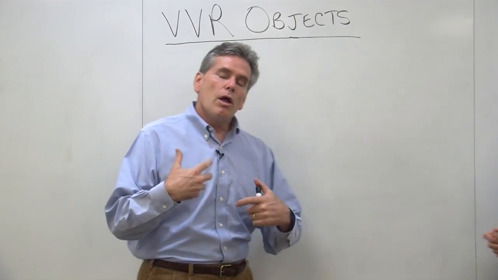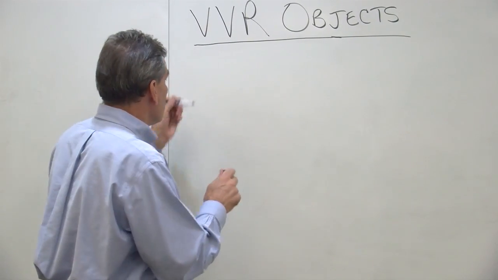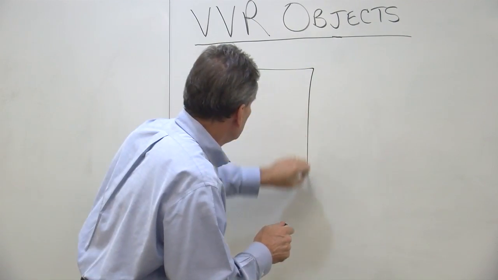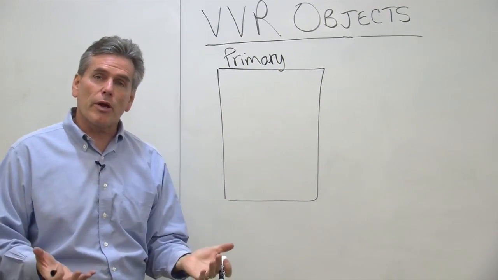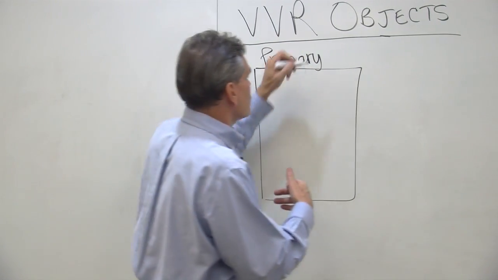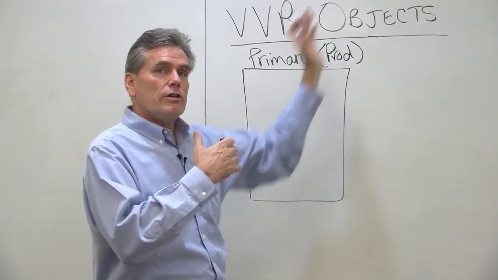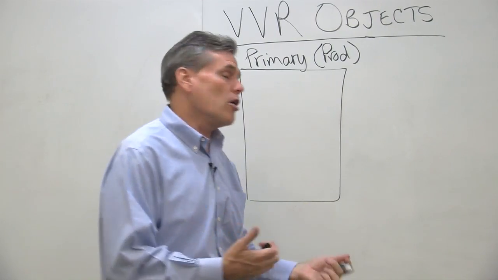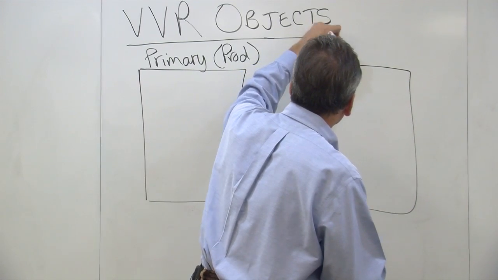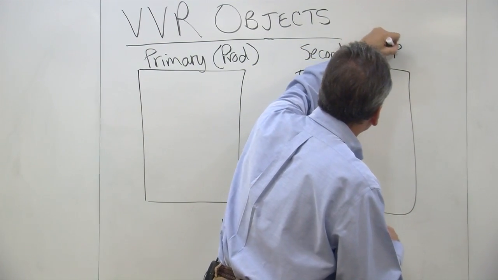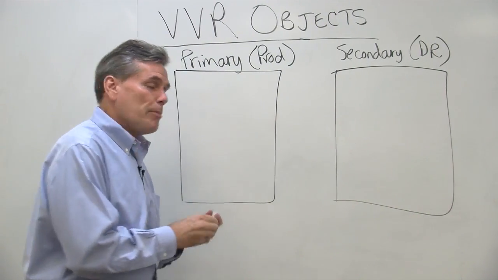Okay, so with Volume Replicator, some of the key objects or components of it are, first, you have what's called the primary, that the customer would think of as the production site. Then, of course, you have the other end of it, which is their DR site that we call a secondary. Okay. Within the primary site, of course, they have their application.